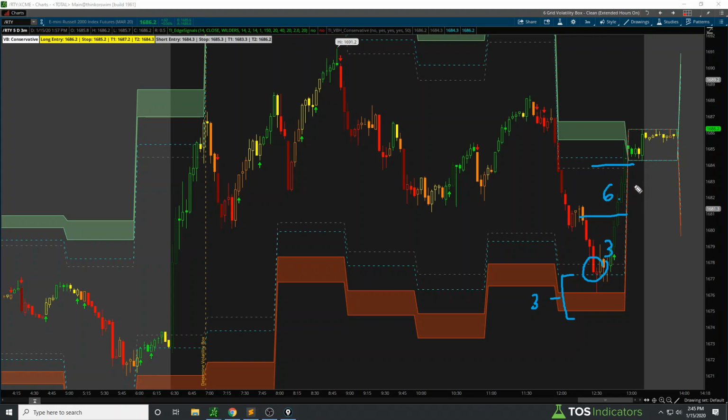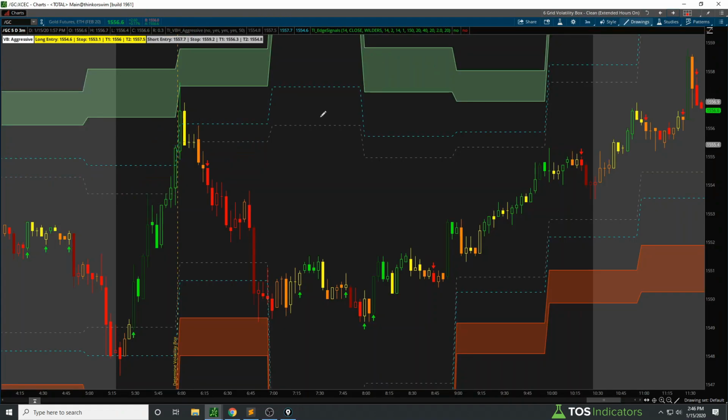So a positive 3 and a positive 6.5, which with our full-size contracts was a gain of positive $475 for the day with our 2-lot. And this is using our conservative volatility box, which is really the highest probability trades that we have, even greater than the aggressive volatility box. Now let's keep moving down to gold.